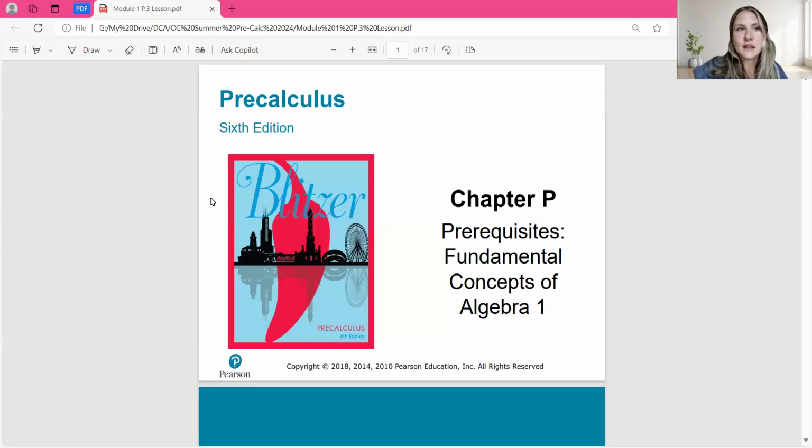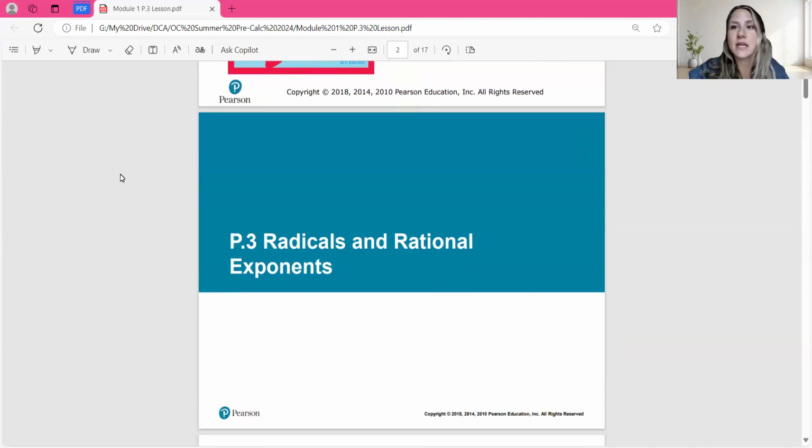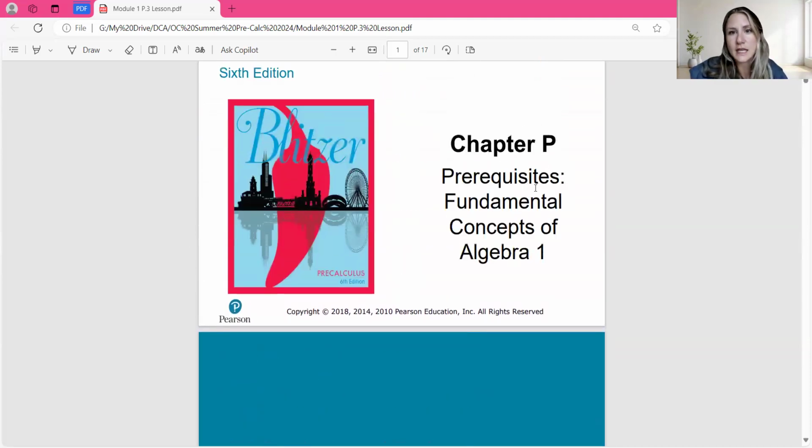Okay, so this is the lesson for section P3 on radicals and rational exponents. You'll notice everything in this chapter P, especially in module 1, is the prerequisites chapter. So these are fundamental concepts from algebra 1, algebra 2. These should be familiar to you. So nothing that we're learning really this week should be new.